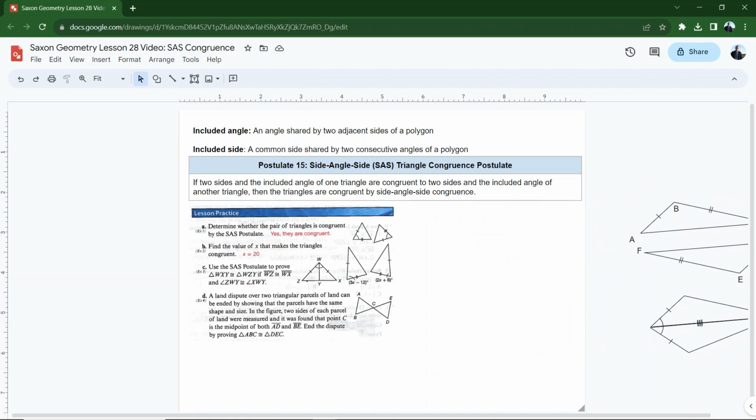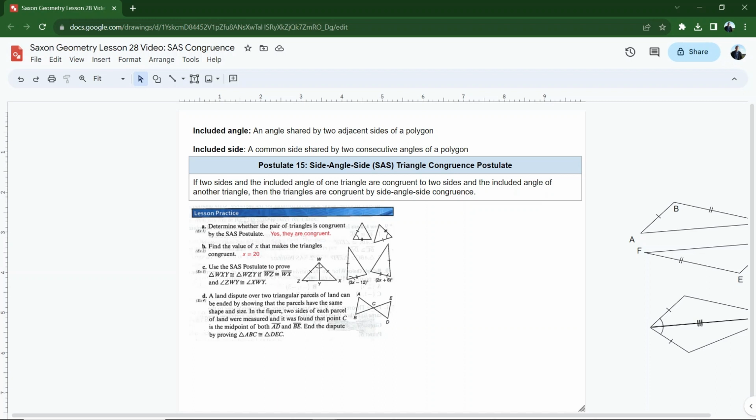So I'm going to ask myself, do these two triangles have a common side? Yes. Another common side? Yes, here and here. And then is the included angle between those two sides marked as congruent? Yes, so therefore these two are congruent by side angle side.